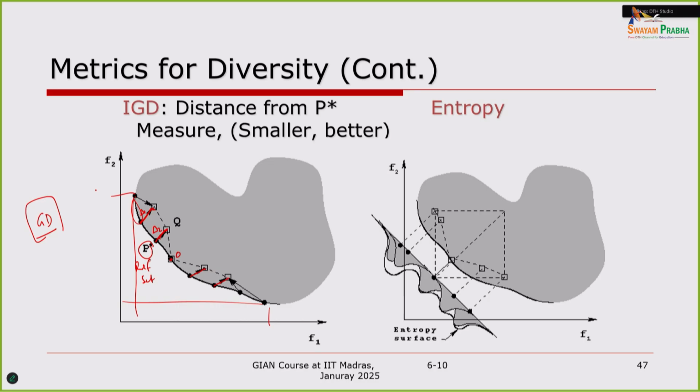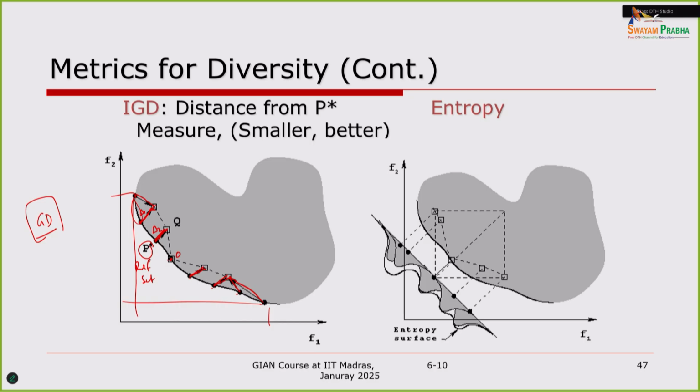What is IGD then? IGD is inverse generational distance. You take the distance from the reference set to your set. GD is your set to the reference set. So I take this one, which is the closest square for this circle. It's this one. So this is my distance. What is closest for this one? It's the same one. So this is my distance. Closest for this one to my set, this one, this one, this one, this one, this one, this one. So now I have 1, 2, 3, 4, 5, 6, 7, 8 distances. I take an average of that.